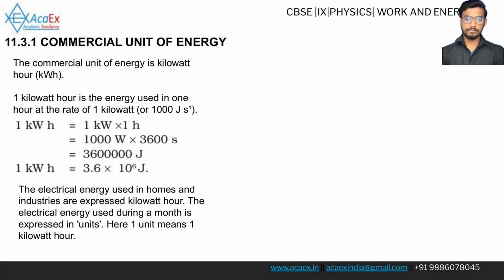Commercial unit of energy. The commercial unit of energy is kilowatt hour. 1 kilowatt hour is the energy used in 1 hour at the rate of 1 kilowatt, or 1000 joules per second. 1 kilowatt hour equals 1 kilowatt multiplied by 1 hour, which equals 1000 watts multiplied by 3600 seconds, which equals 3,600,000 joules. So 1 kilowatt hour equals 3.6 multiplied by 10 to the power of 6 joules. The electrical energy used in homes and industries is expressed in kilowatt hour. The energy used during a month is expressed in units, where 1 unit means 1 kilowatt hour.